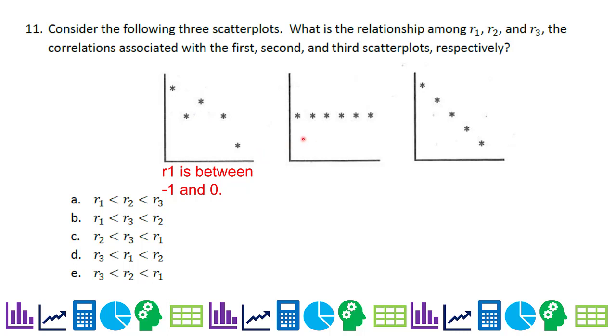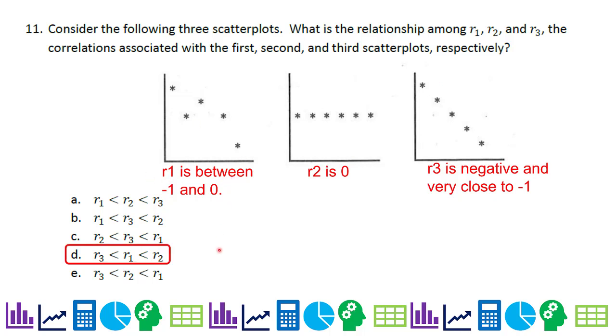For the second one, it's pretty much 0. There is no relationship, okay? And then the last one, oh, this looks like a perfect fit. It must be very close to -1 if it's not exactly -1. So R3 is the most negative, followed by R1 and then R2.